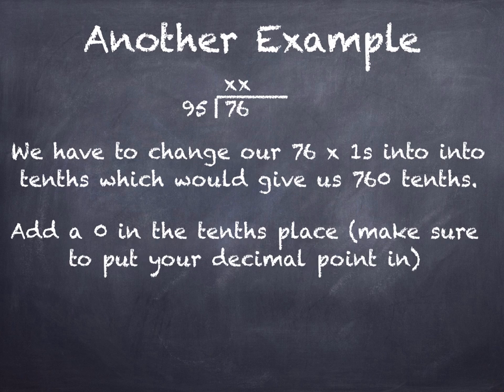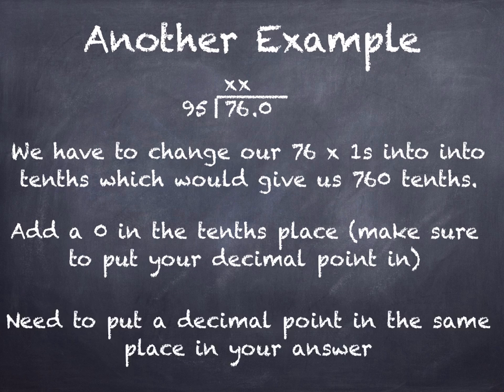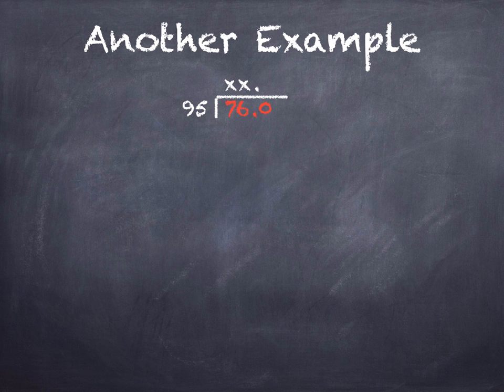So that will give 760 tenths. We'll add a 0 in the tenths place and put our decimal point in, just like we were doing in the previous problems. And then you need to also put your decimal point up in the answer to indicate that, okay, we didn't have any whole numbers, but now we need to show how many tenths can we put in each group, how many hundredths, and so on. So you need to make sure that your decimal point is in your answer as well.